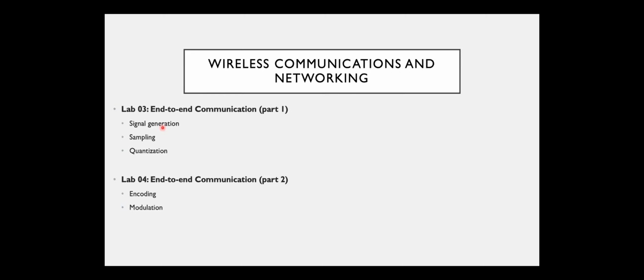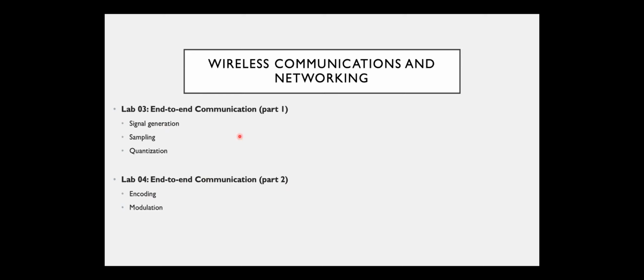I'll explain everything in great detail, so don't worry about it for now. And then in part two of this lab, end-to-end communication. I'll be starting with signal generation. This is the person who is transmitting the signal, or the person who is dialing the number of the other person. When you are talking, you are generating the signal.